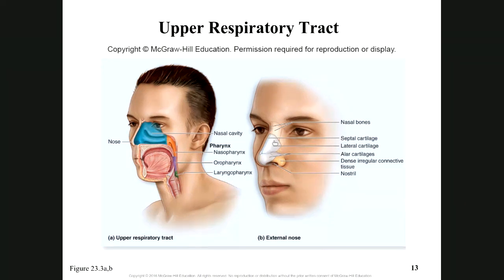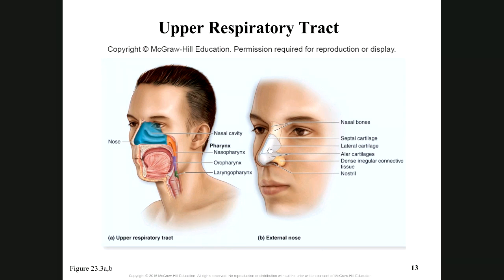You can see the septal cartilage, one septal cartilage which we have here, and we have a pair of lateral cartilages on the right and left side. We have a pair of alar cartilages which are located on the right and left side. So these are the bony and cartilaginous structures which we have in our nose.